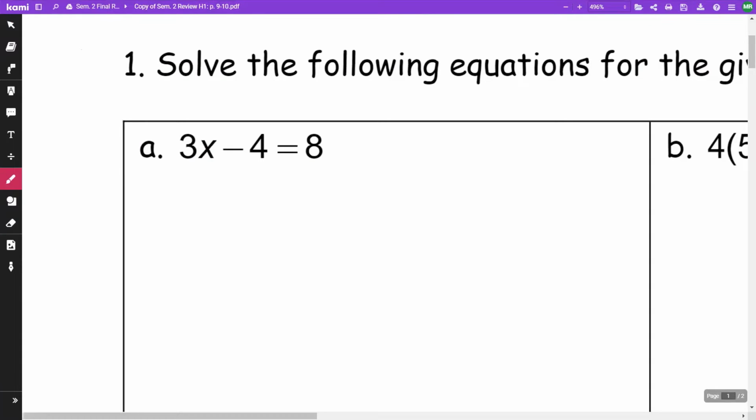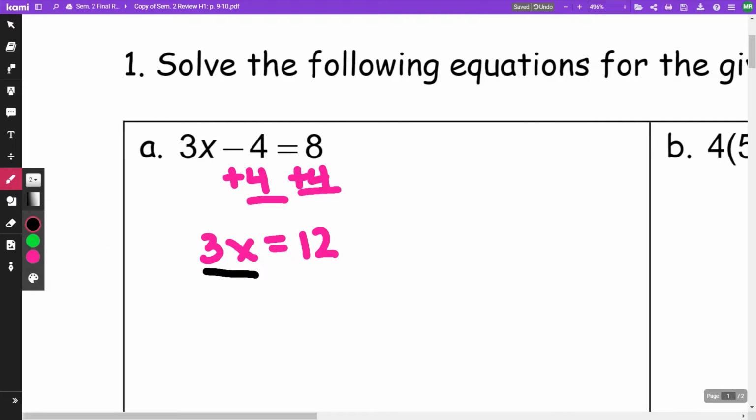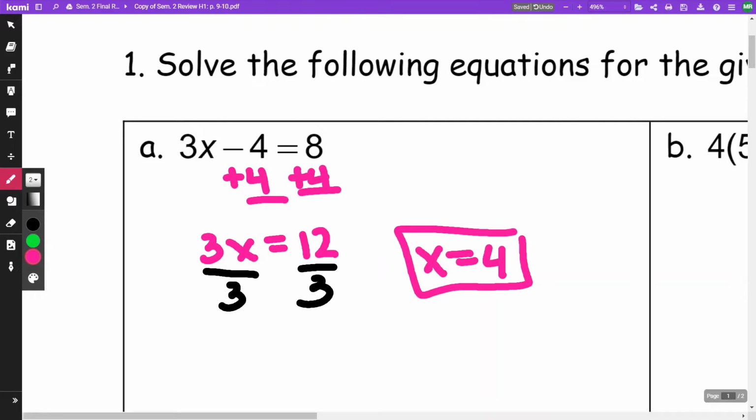So this first one's a two-step problem. The first step is to get rid of the -4. So I'm going to add 4 to both sides. And then I get 3x is equal to 12. The next step is to get rid of the number in front of our x, which is a 3. That is multiplying. So the opposite of multiplication is division. And we get x equal 4 as our answer.